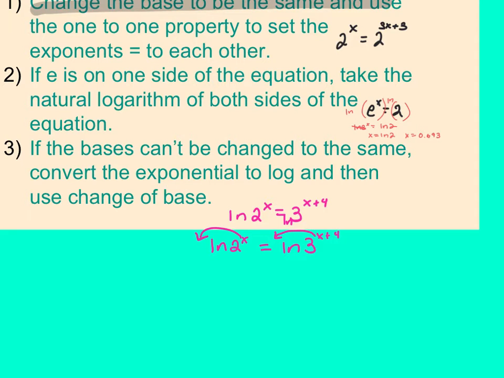What do you mean if the base can't be changed to be the same? Like, can I find a number that I can raise to a power with 2 and 3 to get them to be the same base? It's not, right? It's not like 2 and 8. Like 2 and 8, I can make 2 and 2 to the third, right? Yeah. So if one is not a power of the other, then we have to do it this way.